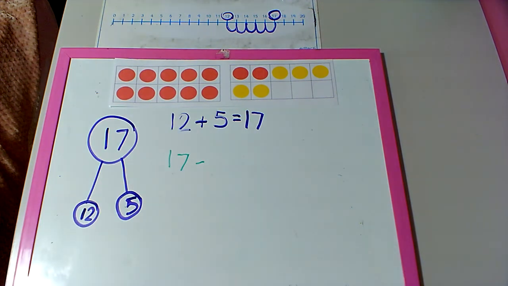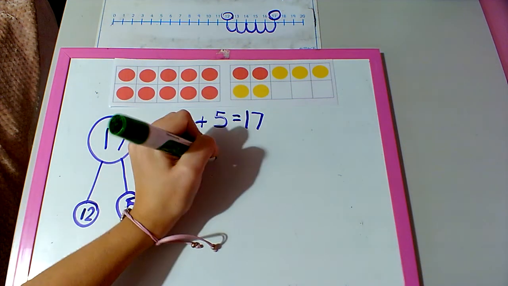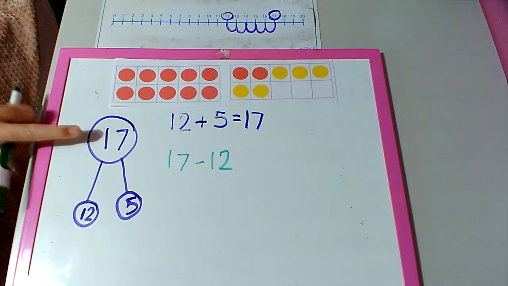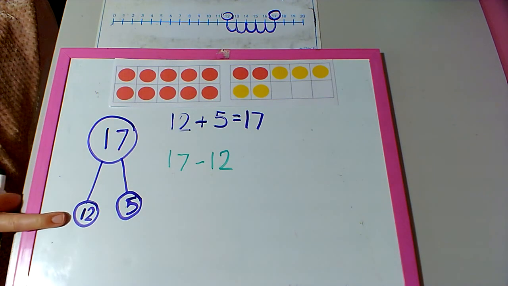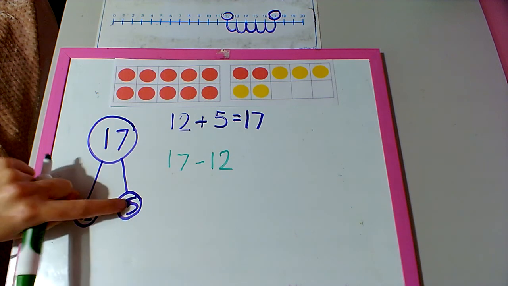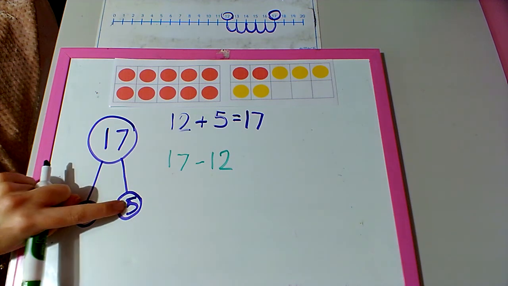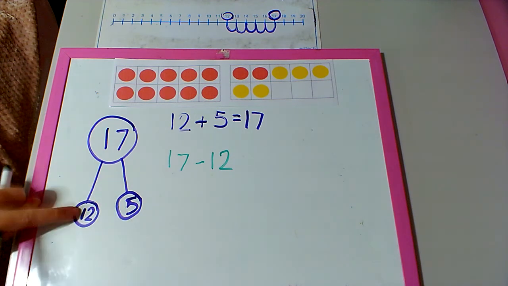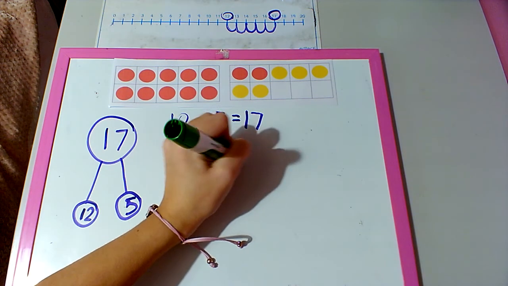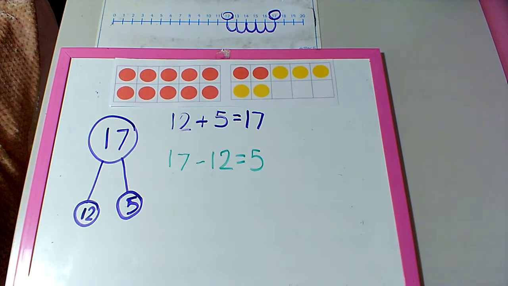For my first subtraction sentence, I am going to do 17 take away 12. So I've done our whole of 17 take away one of our parts, which is 12. So 17 take away 12 must equal our other part, which is 5. So 17 take away 12 equals 5.